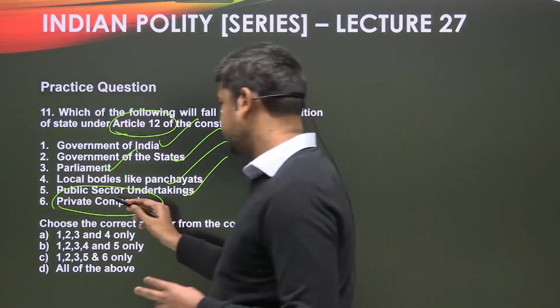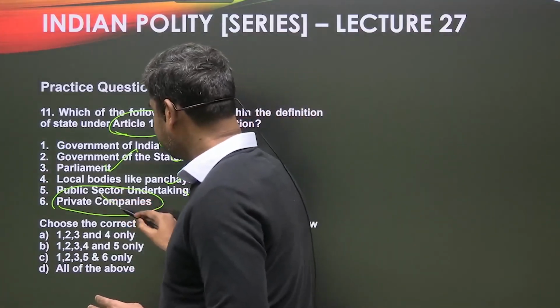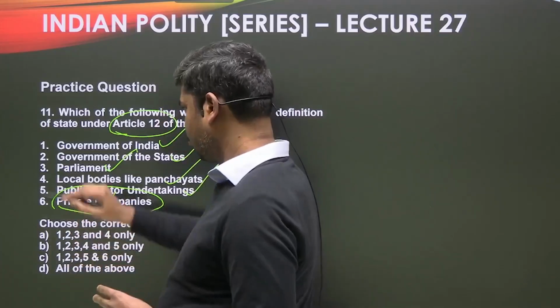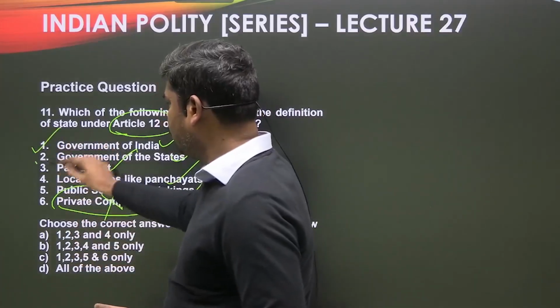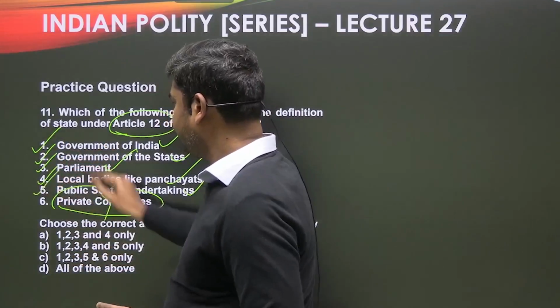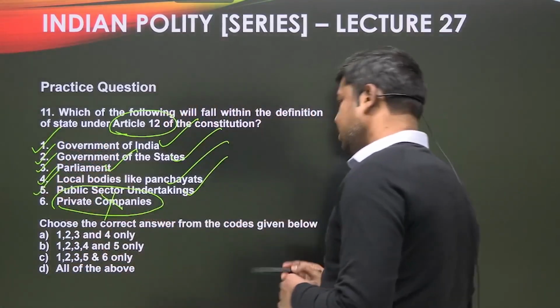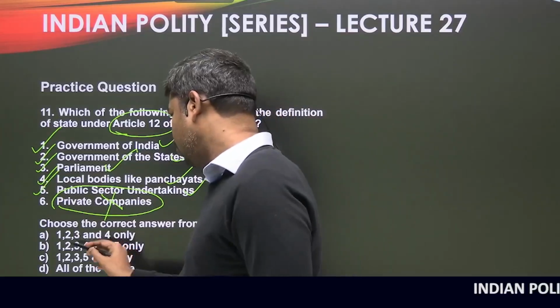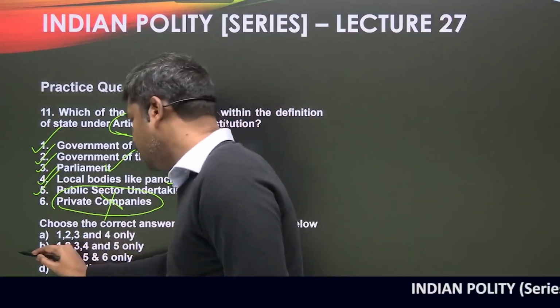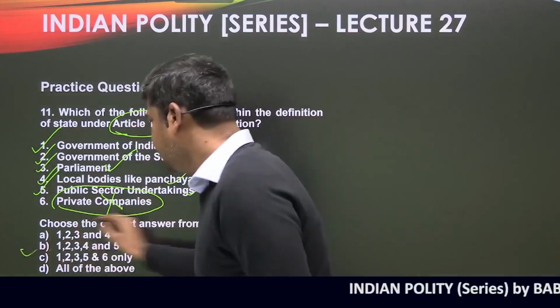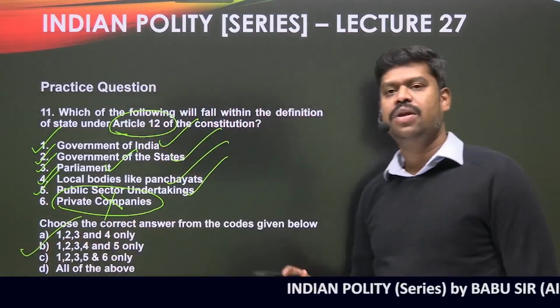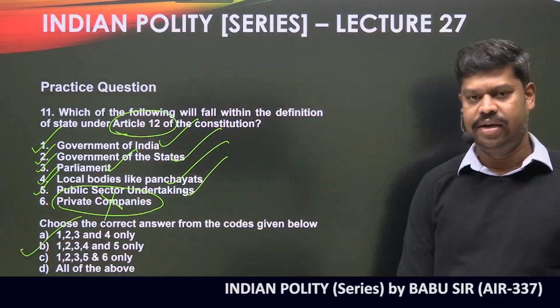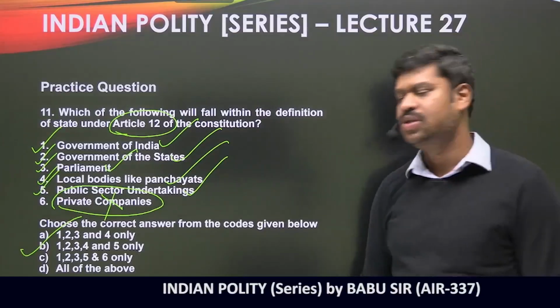So to that extent, this 6 is not the right thing. But what would be the right thing? 1, 2, 3, 4 and 5. So choose the correct answer from the codes given below. The right answer would be what? In this case, 1, 2, 3, 4 and 5 only. That is, option B is the right answer. Other options are not the right answer. I hope that this is very clear to all of you.